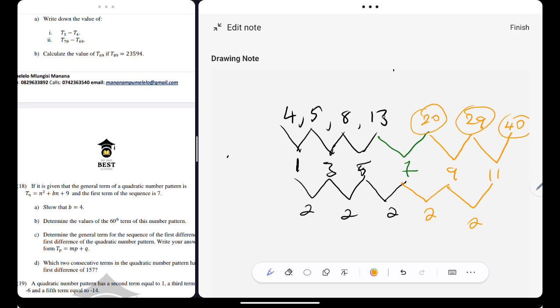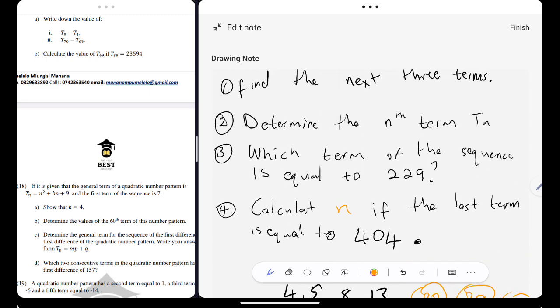So this is how you find the following terms of a quadratic sequence. You just need to take the previous term. I took 13, I added the first difference, I got 20. Then 20 plus the first difference, which is 9, got 29. 29 plus the first difference is 40. So this is how you get the next 3 terms of the sequence.